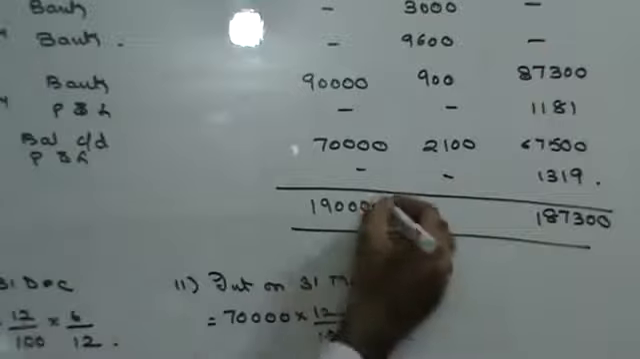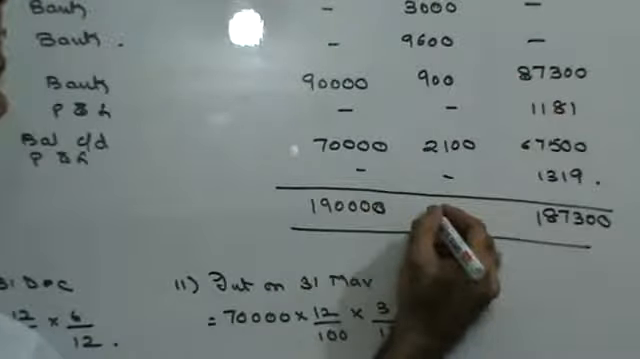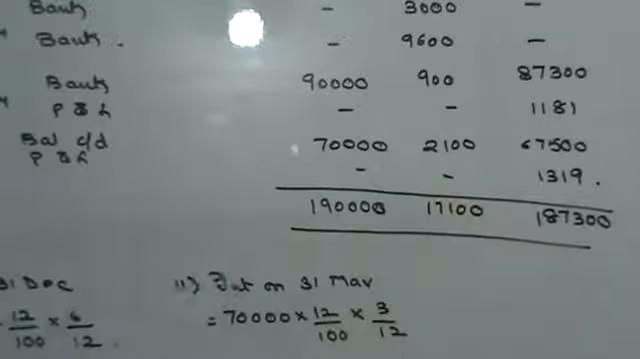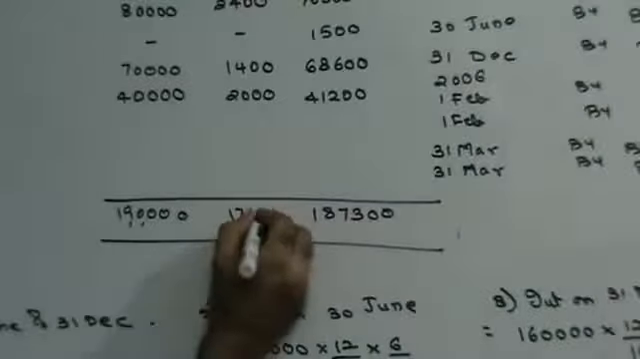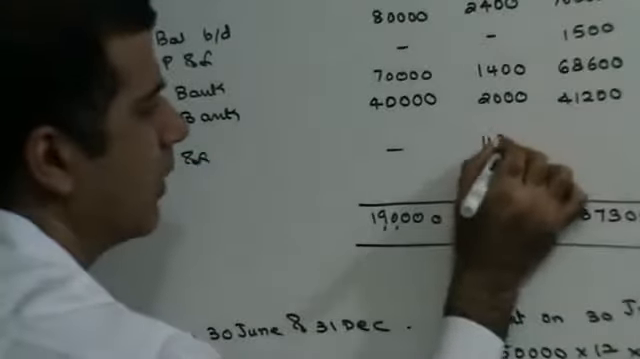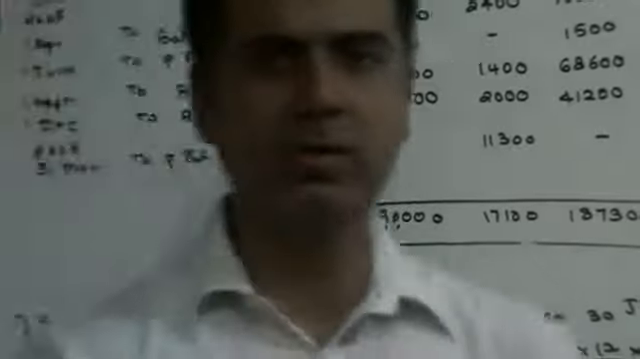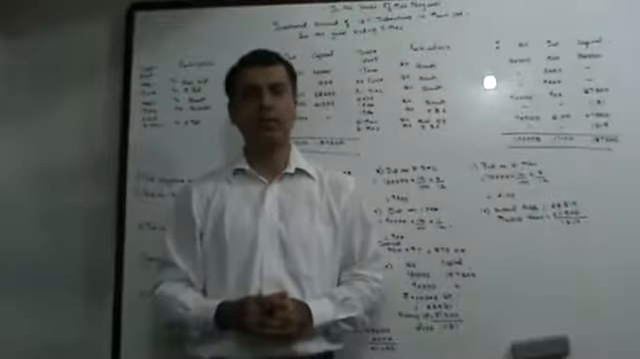Right? Now someone please add the credit side of interest. 17,100. Right? 31st March to P&L, 11,300. Right? That finishes that sum. We'll stop this here for the day. Thank you very much.